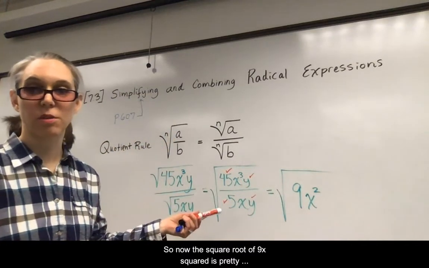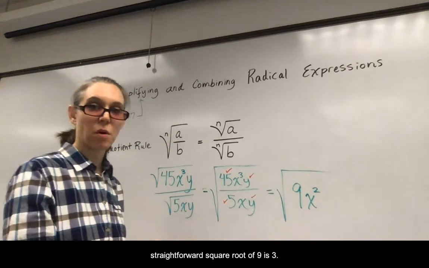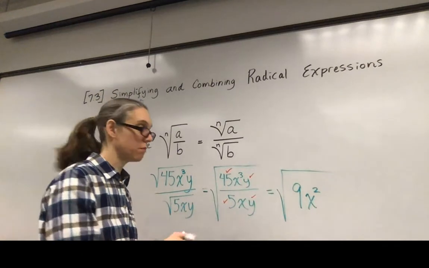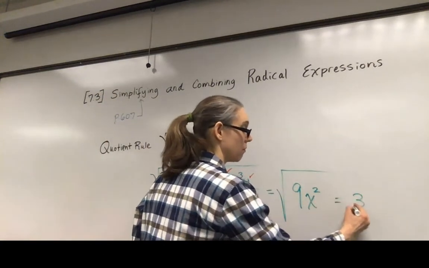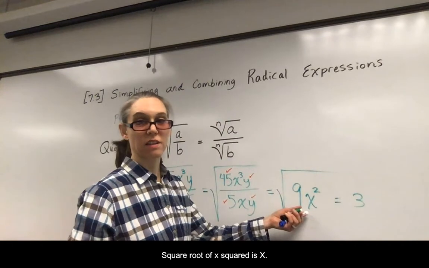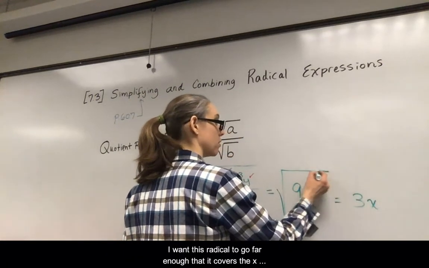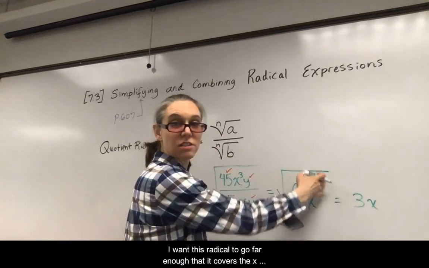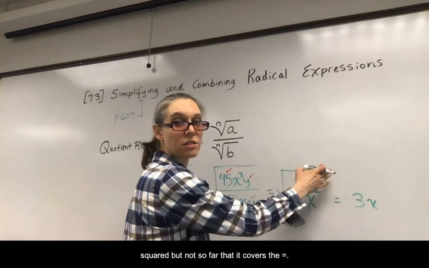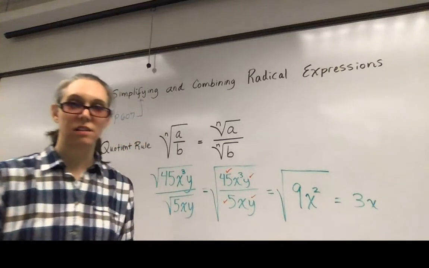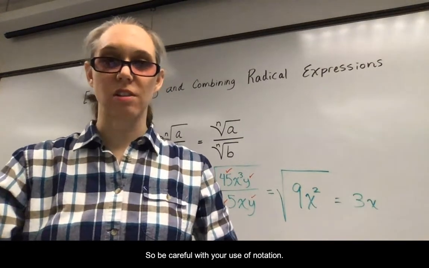So now the square root of 9x squared is pretty straightforward. Square root of 9 is 3. Square root of x squared is x. I want this radical to go far enough that it covers the x squared, but not so far that it covers the equal sign. So be careful with your use of notation.